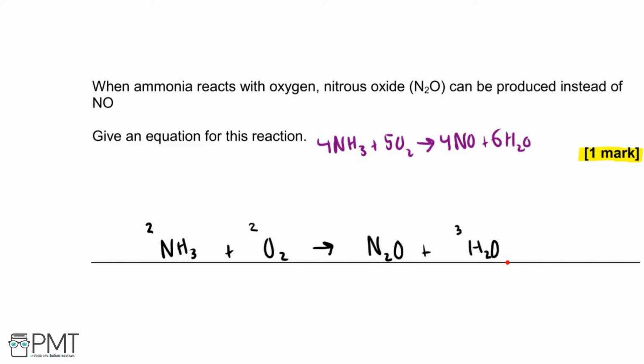So overall, these numbers all work out, so we can write those in properly as 2 moles of ammonia plus 2 moles of oxygen produce 1 mole of nitrous oxide and 3 moles of water.